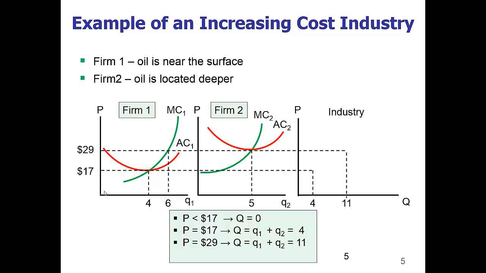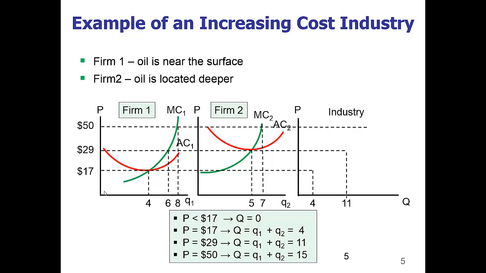And so at $29, the total industry output is 11. Notice what happened here. At $17, Firm 2 did not have an incentive to produce. The only way they would have an incentive to produce is if the market price went up enough to cover their increasing marginal cost of production. At a price of $50 in this market, Firm 1 will choose to produce 8 units. Firm 2 will choose to produce 7 units, and the industry as a whole will choose to produce 15. If we map out those points, we see that the long-run industry supply curve is actually upward sloping.